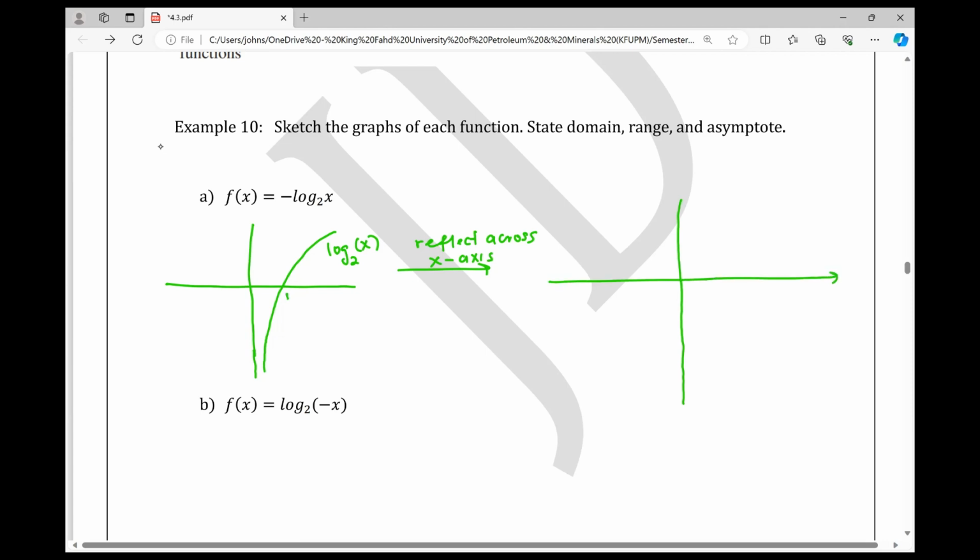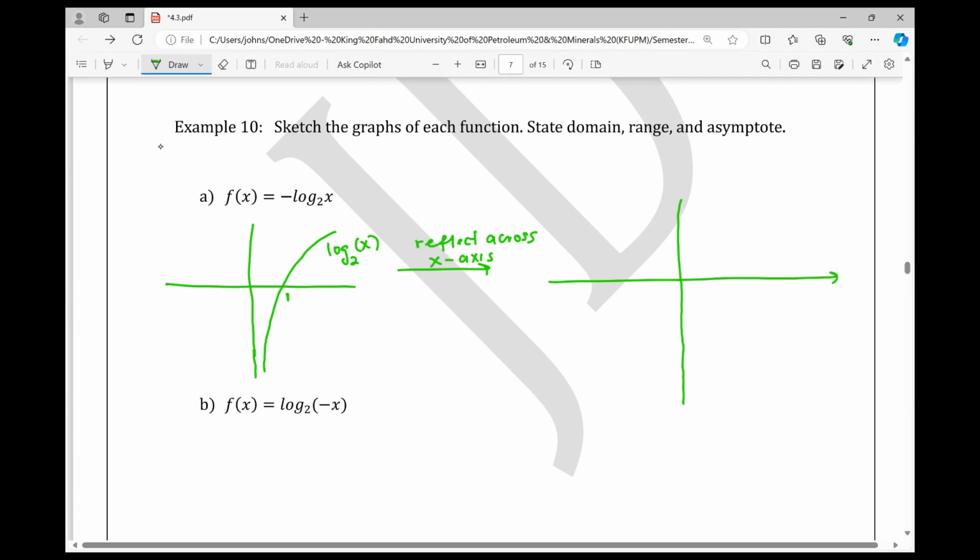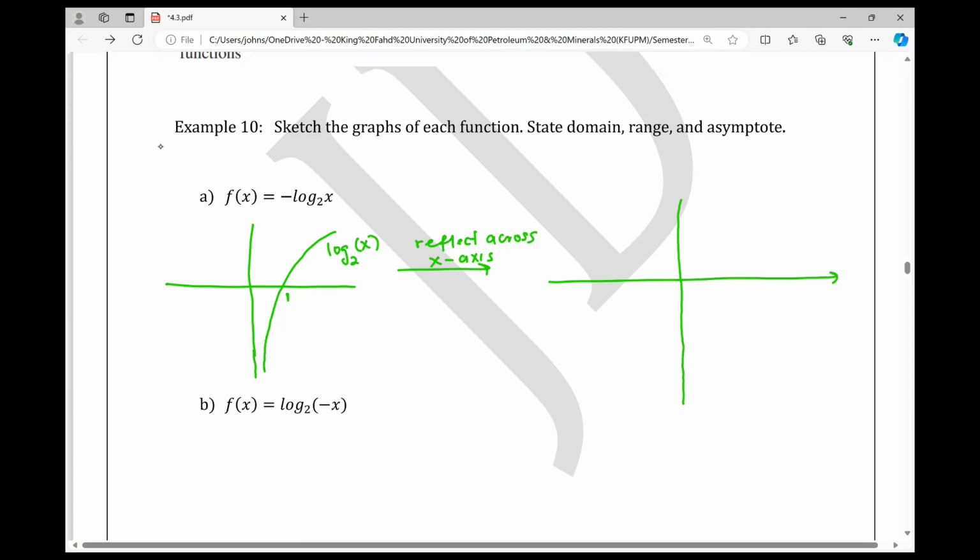Remember here is 1, right? So reflecting across the x-axis. Now, how do you reflect across the x-axis? To reflect across the x-axis means you change what? You change y to -y, right?